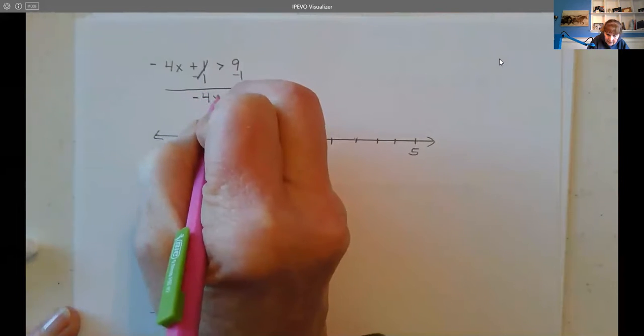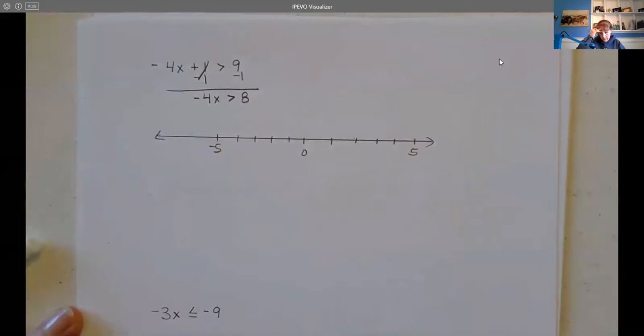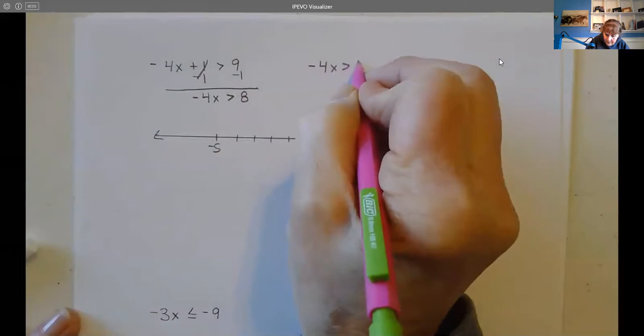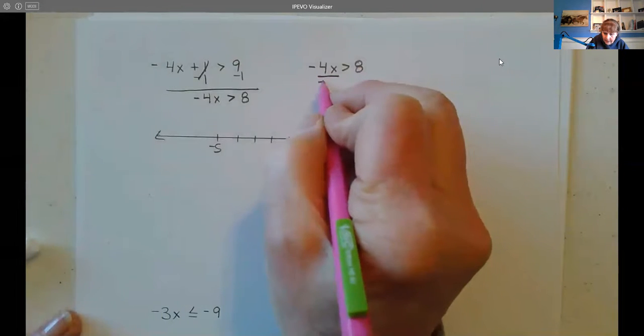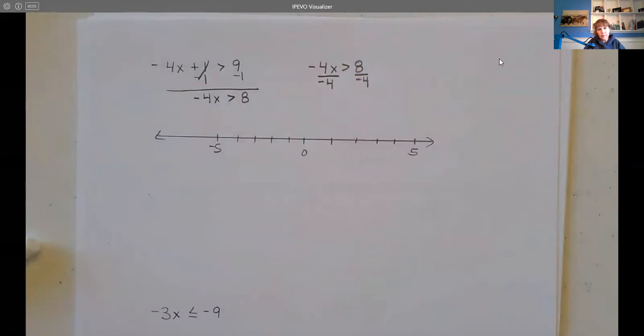Negative 4x is greater than 8. I did not leave a lot of room for the solution, so I'll go ahead and rewrite it up here. Don't want to be crowded. To get rid of the negative 4, I do have to divide by a negative 4. So this is kind of what I've been talking about. If you divide by a negative or multiply by a negative, we probably won't be multiplying by negatives in this class. That'll come later in your other classes.